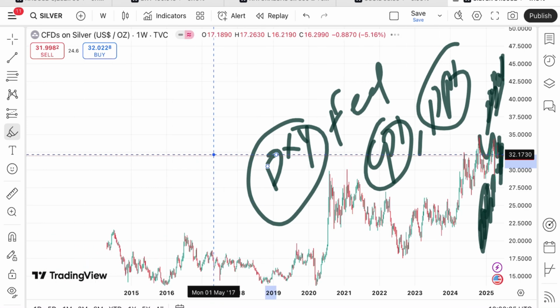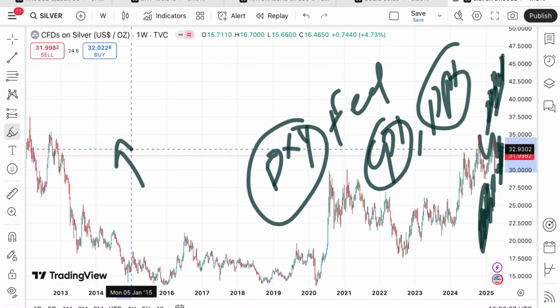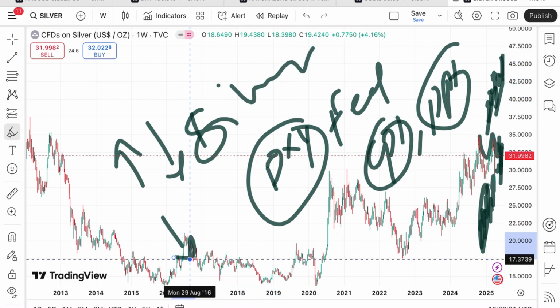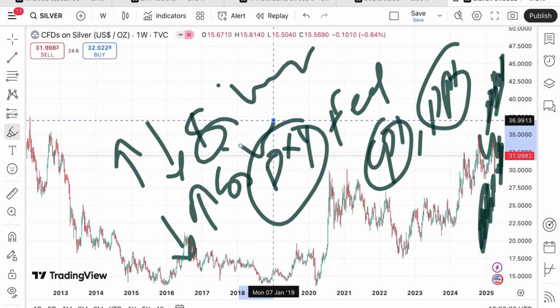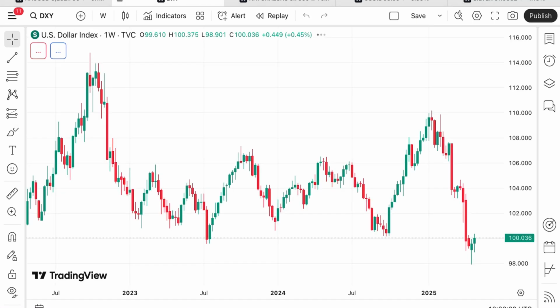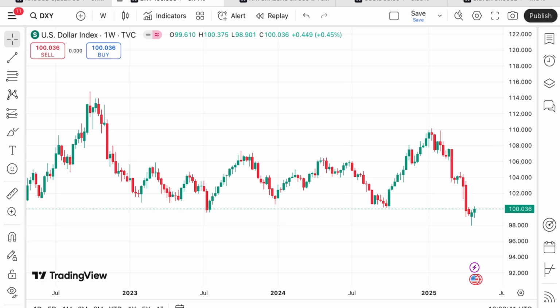See, if you look at the dollar index, they are inversely related to each other. So when the dollar index starts going high, we see the silver price comes down. When the dollar index starts going down, we see the silver price goes up. Now let's see how the dollar index is moving. See, the dollar index is now trading at a level of $99.9. And it is trading at a level of 100.